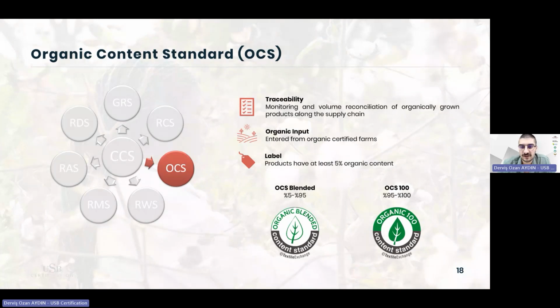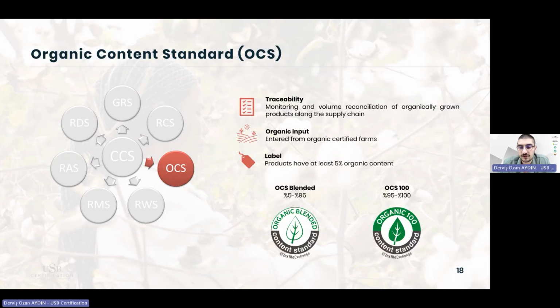We have to ensure the traceability of organic materials all over the supply chain. And these organic materials have to come from organic certified farms into the supply chain. About labeling, it's similar to the RCS, but the names are different. The similarity is also the minimum 5%: at least 5% organic content should be in the product.